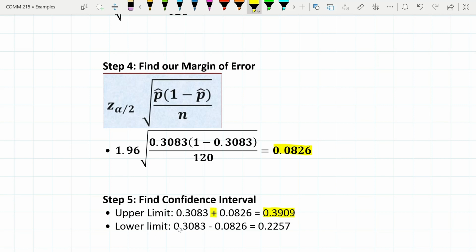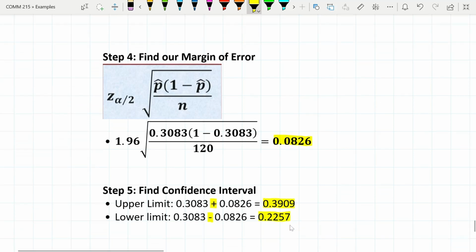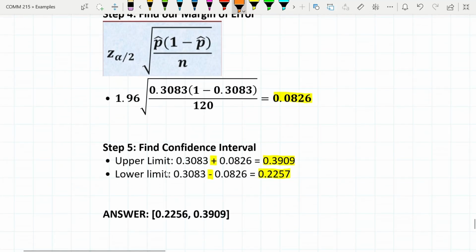So our lower limit is 0.3083 minus our margin of error, 0.0826, which is 0.2257. So you guys can see in the answer, I'll highlight that in orange. This is our confidence interval.